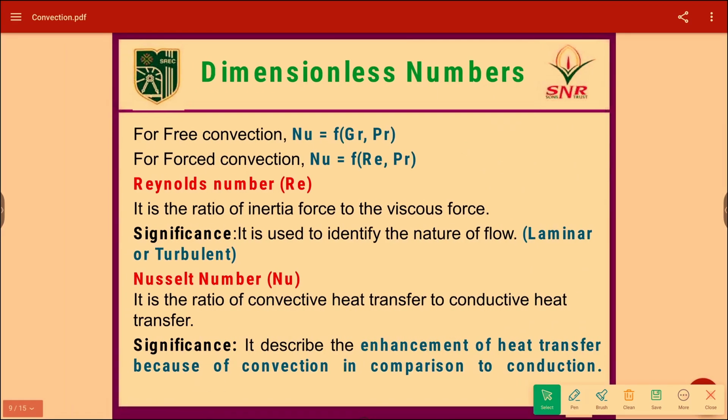Again I will reiterate the point: for free convection, the Nusselt number is a function of the Grashof number and Prandtl number, whereas for forced convection, the Nusselt number is a function of the Reynolds number and Prandtl number. So the Grashof number is replaced by the Reynolds number in the case of forced convection. The Prandtl number remains the same. That is the important thing which you have to understand. The Grashof number plays a major role in free convection. Similarly, the Reynolds number plays a major role in forced convection.